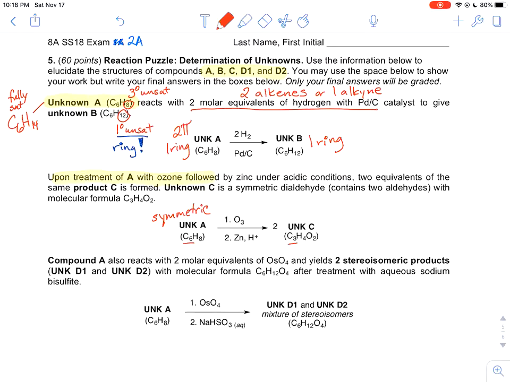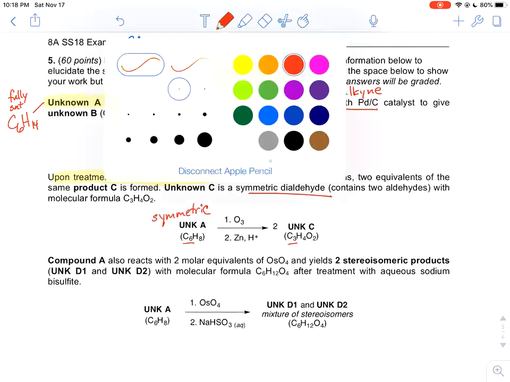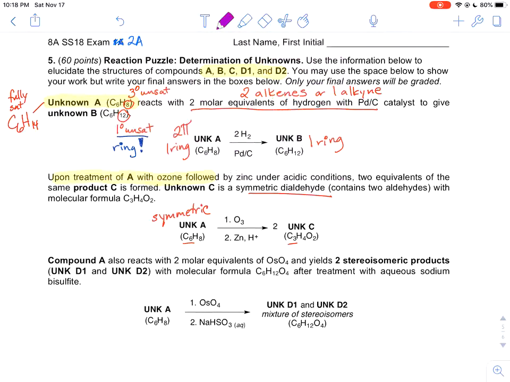Even better, they tell you that unknown C is a symmetric dialdehyde, contains 2 aldehydes, with this molecular formula. If you remember your rules for calculating degrees of unsaturation, you'll remember that you'll ignore oxygen. So the hydrocarbon equivalent of this is actually C3H4, and that's going to help us to determine the number of degrees of unsaturation in unknown C if there's anything besides those aldehydes.